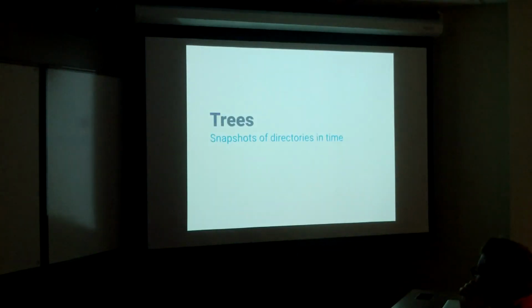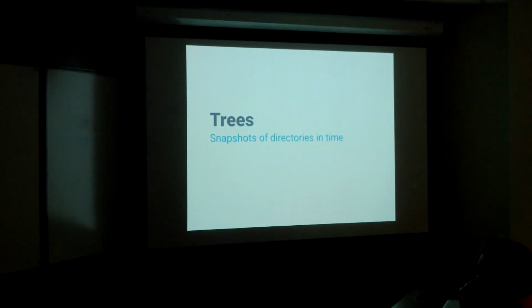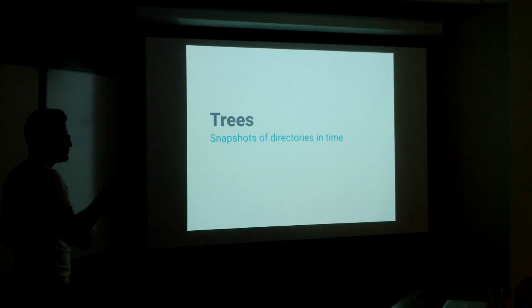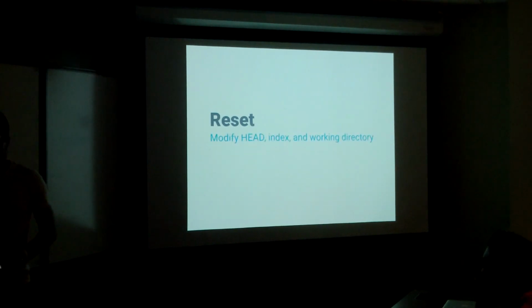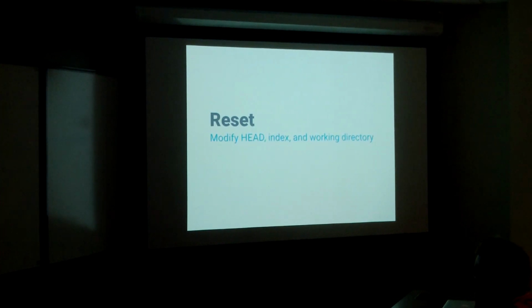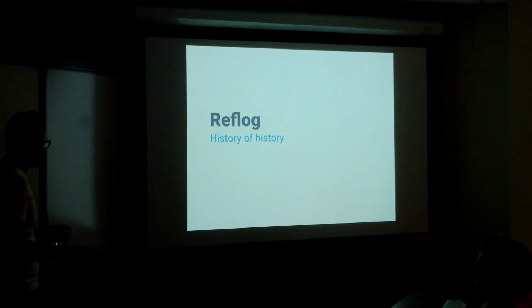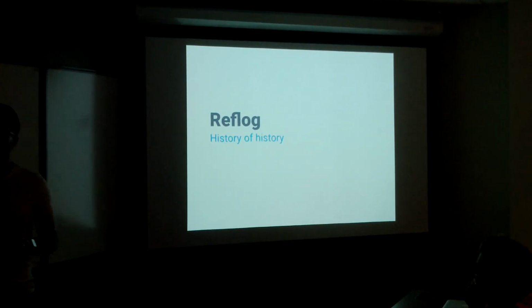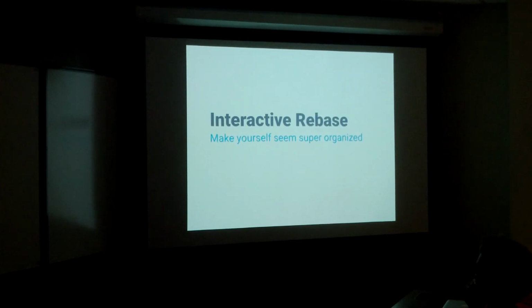Super great. So again, we talked about trees. Everything that we do in Git is just a snapshot of a directory. We learned how to reset to move HEAD, the index and the working directory. We learned how to save stuff that we're doing now for later. We learned a little bit about the reflog. It's the history of your history. Some interactive rebases to look super organized, and then blame to find out who and hopefully why your repository changed.